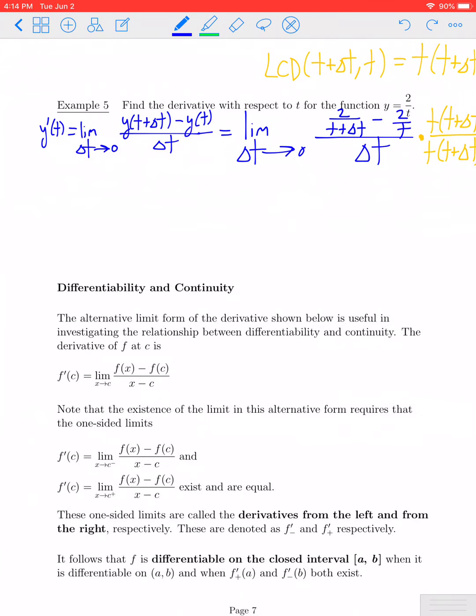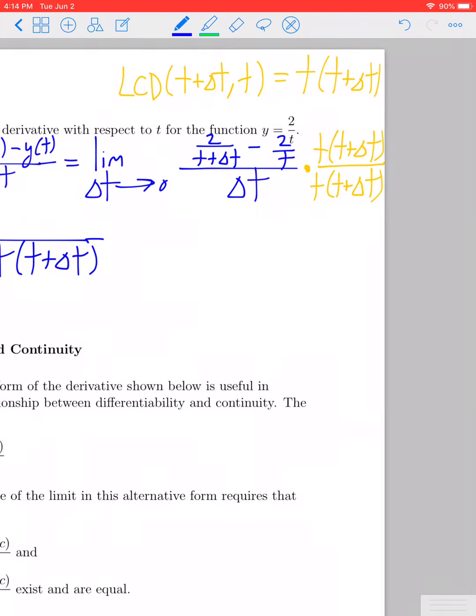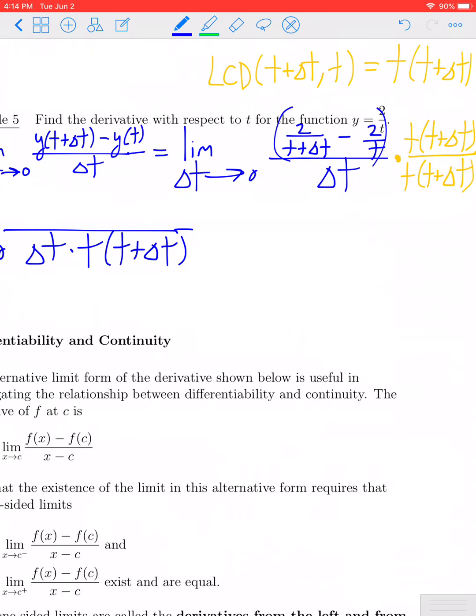But let's just go ahead and continue here. This is going to be equal to the limit as delta t goes to 0 of, in the main denominator, I'm going to leave it alone. I'm not going to distribute it out. I'm going to call it delta t times t delta t. And in the numerator, I need to distribute this quantity into both terms.